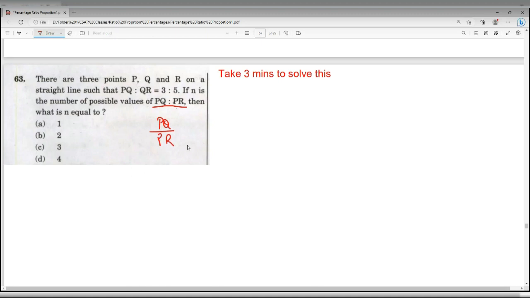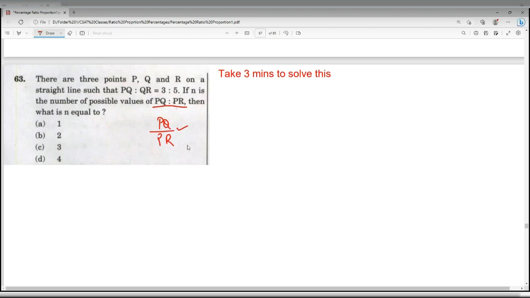Now, normally this would look like an odd question, because you would ask how many number of points, what to do. So it means that maybe these points on the straight line can be arranged in different ways. That's why they're asking how many possible values there are. So we'll see how we can arrange these points. The order can be different.